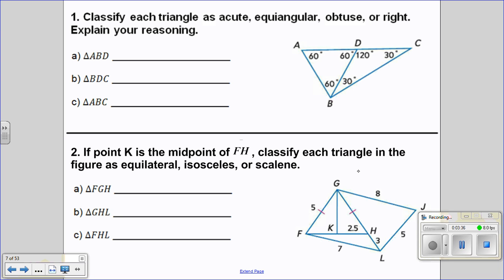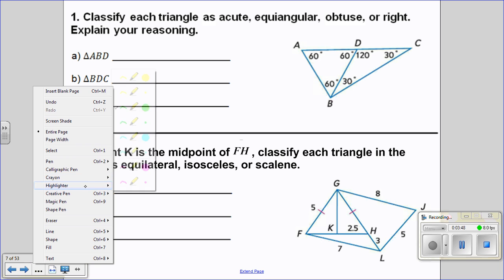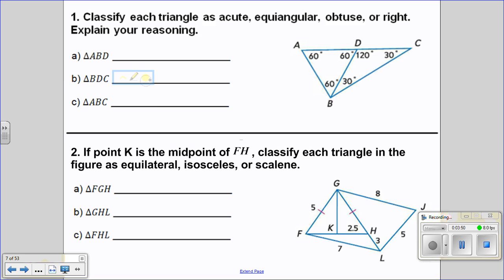Example 1 would like for us to classify each triangle as acute, equiangular, obtuse, or right, and explain our reasoning. So this exercise works best if you have a highlighter or colored pencils so you can trace the triangles of focus. The first triangle will be triangle ABD. So if I trace it, it's that first triangle right there on the left.